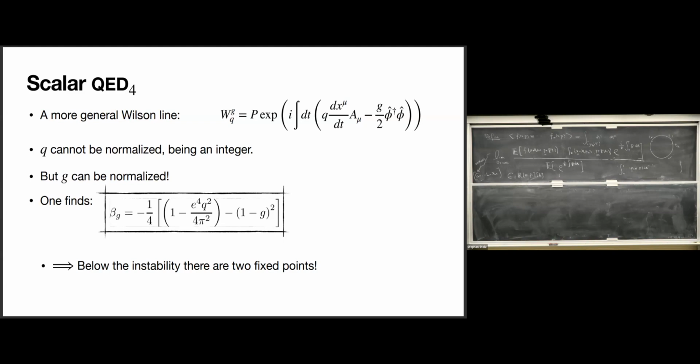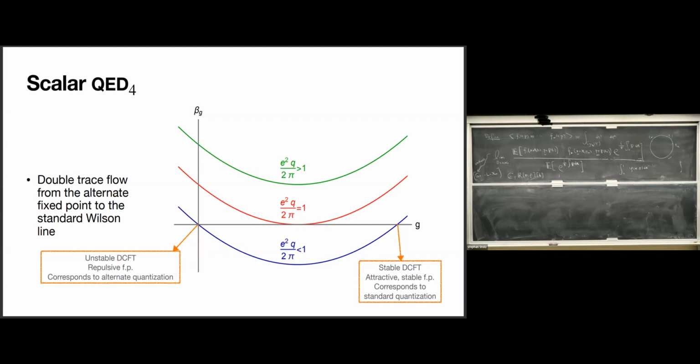And this beta function, what it teaches us is that if you are below the instability, you actually get 2 fixed points. So that's the plot of the beta function for the different values of e squared q over 2 pi. So here, this is the plot that we get once you are below criticality. And you see that there are actually two fixed points. One that corresponds to what we call alternate quantization boundary conditions for the scalar. And another one that corresponds to the old Coulomb solution, the standard quantization boundary condition.